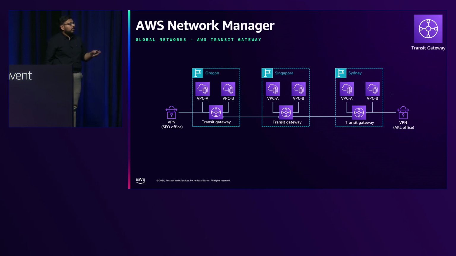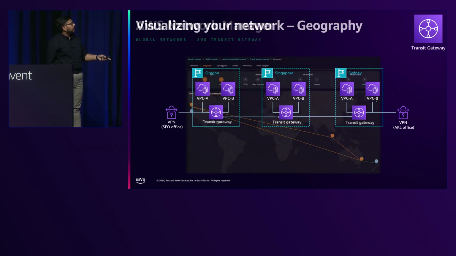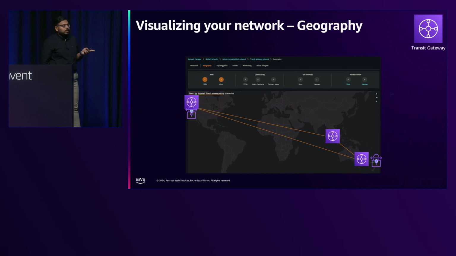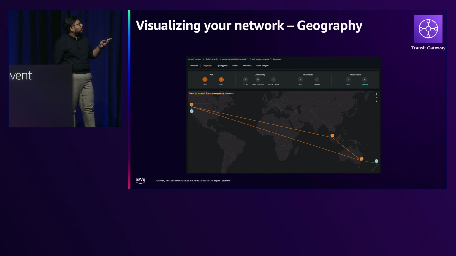So let me show you another view within the Network Manager. As you can see, not only can you see the logical network topology, but you can also visualize your topology based on the actual geographical location of your network. And this is not all. You can also monitor the network health of these connections.